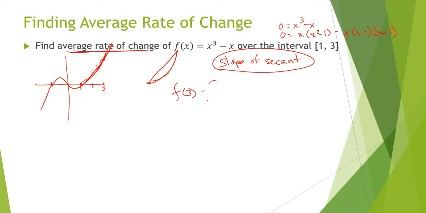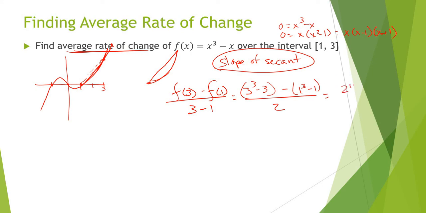So when I plug in f of 3 minus f of 1 over 3 minus 1, that's just my slope equation, y minus y over x minus x. F of 3, if I plug in 3 to my equation, that's 3 cubed minus 3. Plug in 1 to my equation, 1 cubed minus 1. And I will get 27 minus 3, that's going to be 24 minus 0, 24 over 2, which is 12. So my average rate of change is a slope of 12. It's pretty steep. And that's, again, the slope of the secant line.